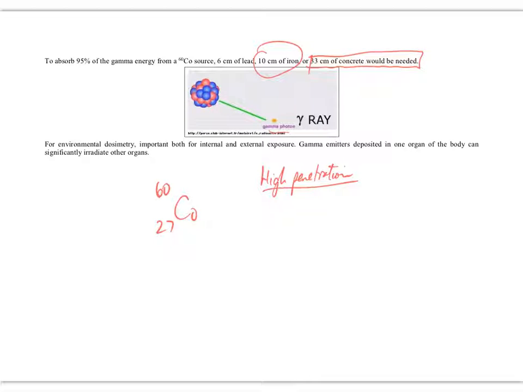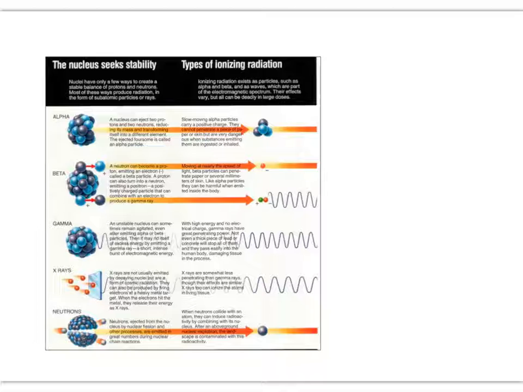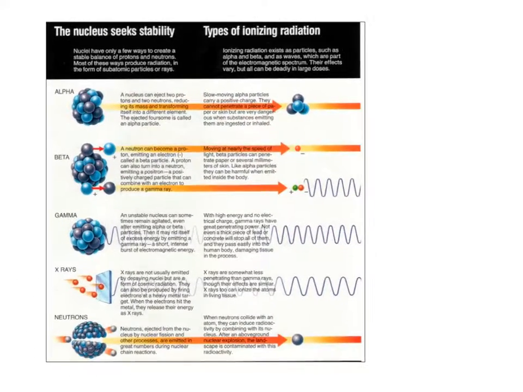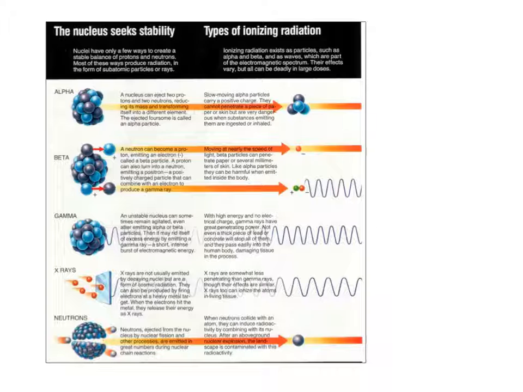So sources of gamma rays can be very dangerous when they're inside the body. Gamma rays can penetrate way into the body, and we'll have a look at penetrating ability in a couple of slides. Here we've got some examples of the types of ionizing radiation: neutrons, X-rays, gamma rays, beta particles and alpha particles. You can look at that, and that's part of the notes that you're given.